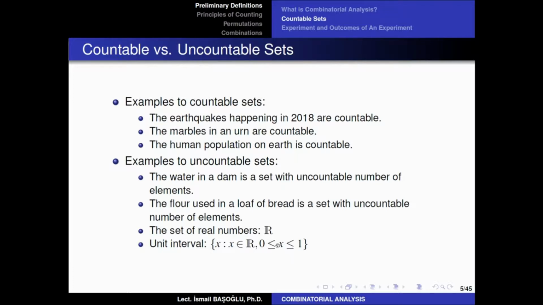So you see, sets are either finite or infinite. They either have finitely many elements or infinitely many elements. Now, if a set has finitely many elements, then it is automatically countable. But if a set has infinitely many elements, then it may be countable or uncountable. Just like the integer set. Integers are infinitely many, however, they are countable.